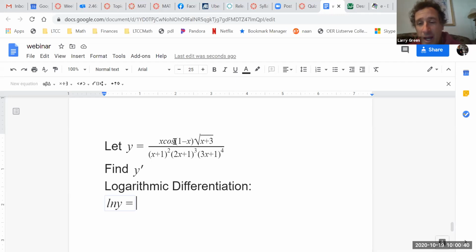So remember the log of a times b is the log of a plus the log of b. Do you remember that? Does that ring a bell at all? Okay, this is not calculus. This is pre-calc and algebra. So multiplication becomes addition. And what about if you have x divided by x plus 1 squared?